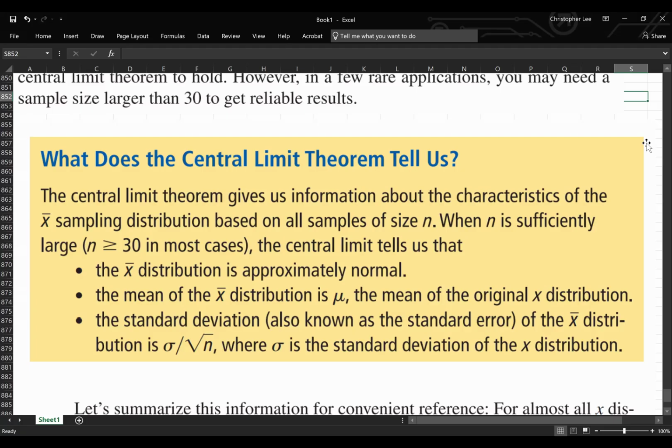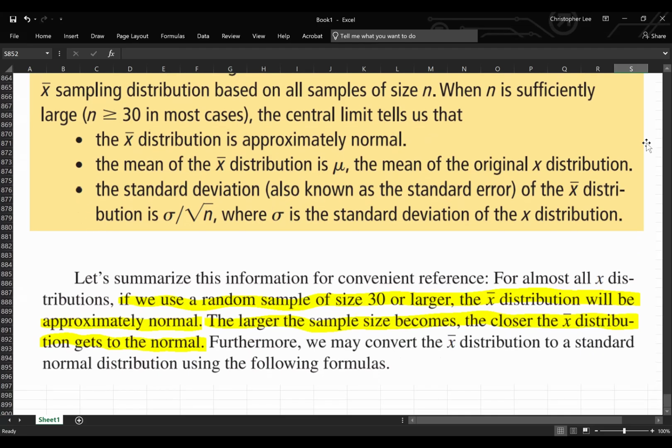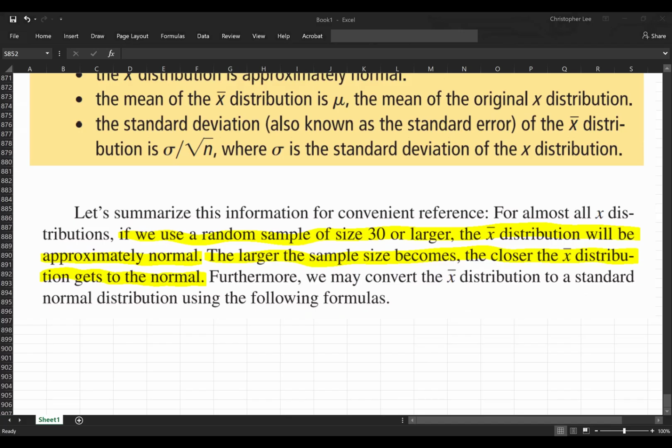So let's summarize this information for convenient reference. For almost all X distributions, if we use a random sample of 30 or larger, the X bar distribution will be approximately normal. The larger the sample size becomes, the closer the X bar distribution gets to normal. Furthermore, we may convert the X distribution to a standard normal distribution using the following formulas. So here we go. Here's the magic right here.